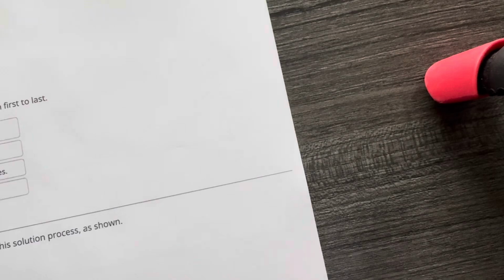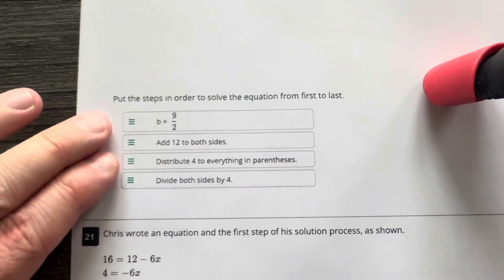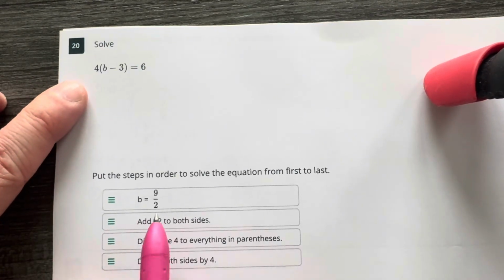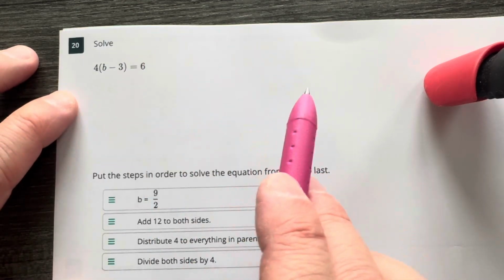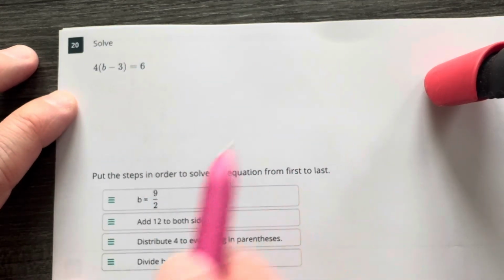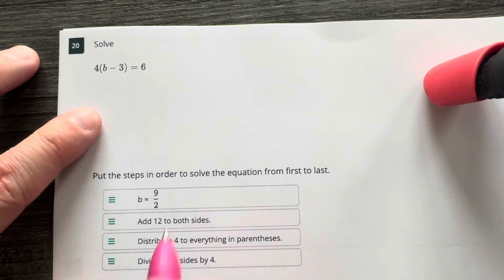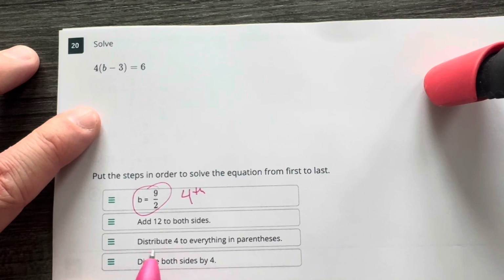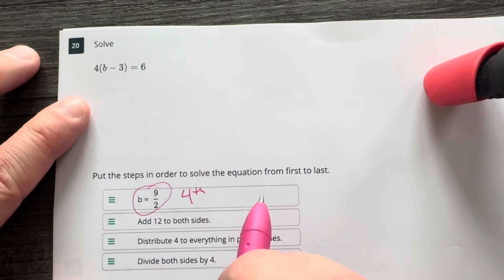Probably going to bypass some of them. Oh, okay. So here is more of what you'll see on the test. Okay. All right. So I have this problem. Put the steps in order from first to last. Like, what would we do first? Okay. So there's a couple of things we could do. B equals 9 over 2 is the final answer. So that would be step 4. That's the final answer, right? Distribute 4 to everything in the parentheses. That's our first step. That's what we want to do first, right?